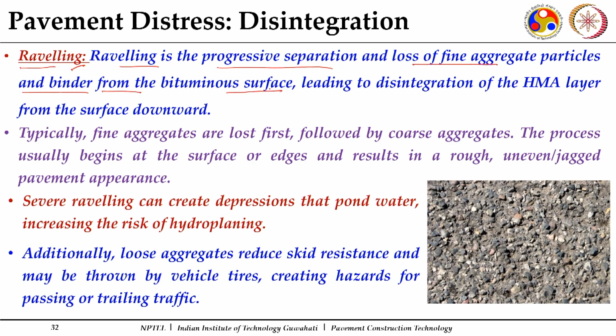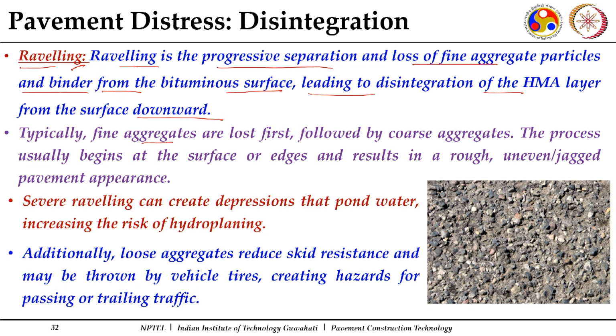One of the reasons may be water standing on the surface. That's why it was mentioned previously that if this loss of material is happening from the top because of water, then it will be referred to as raveling. Otherwise, stripping usually goes from the bottom part. But this loss of fines may not be only because of water, it can happen without the presence of water also. So in raveling, water may or may not be a contributing factor. It leads to disintegration of the HMA layer from the surface downwards, so it moves from the surface to the lower portion of your bituminous layer.